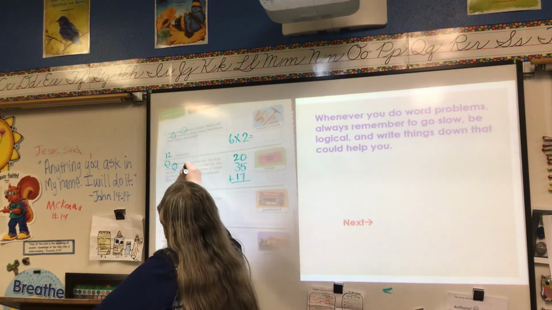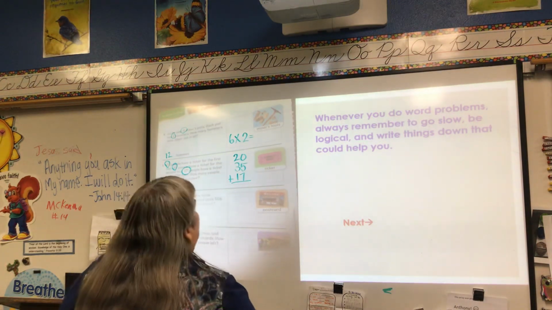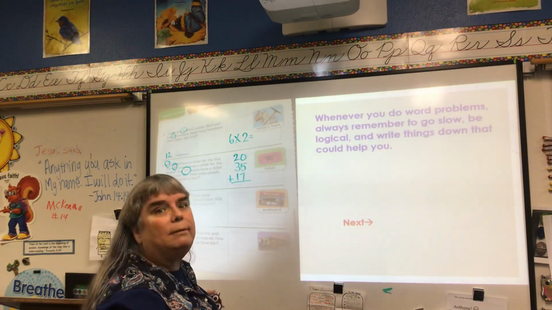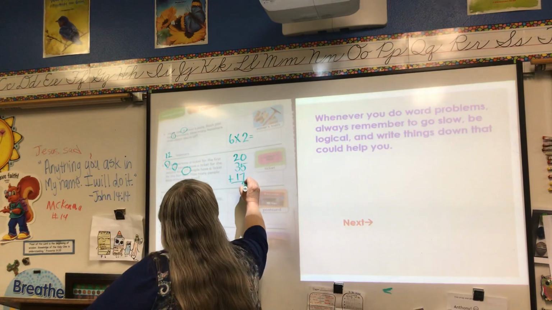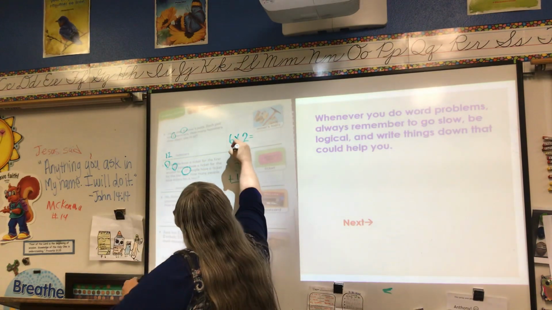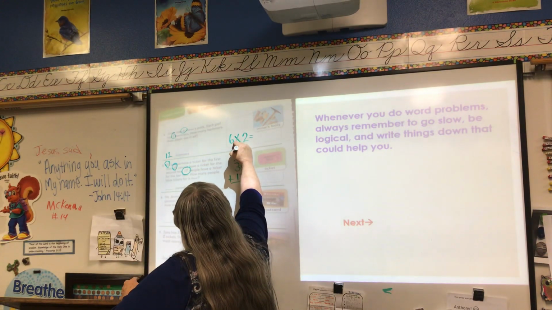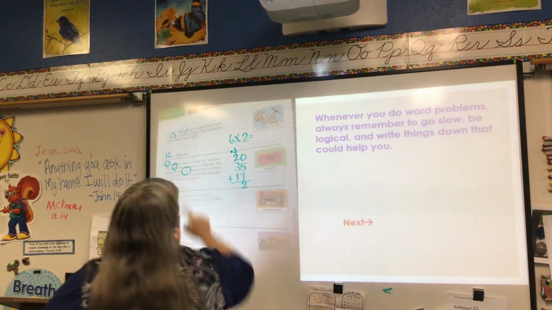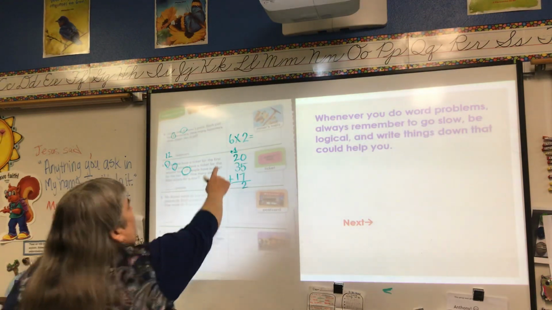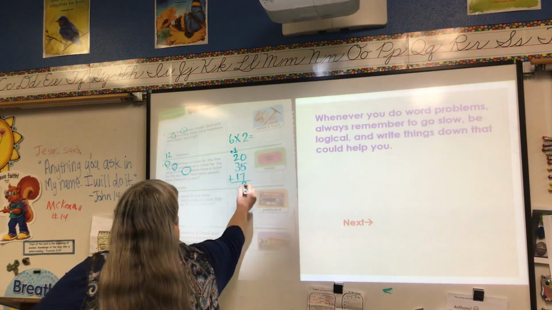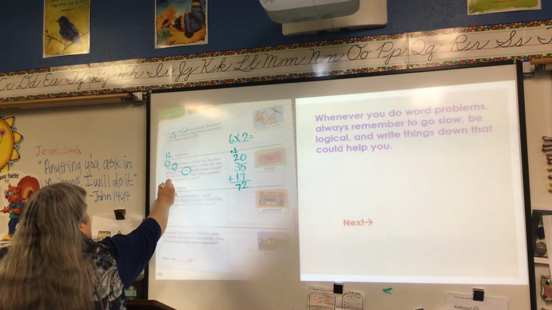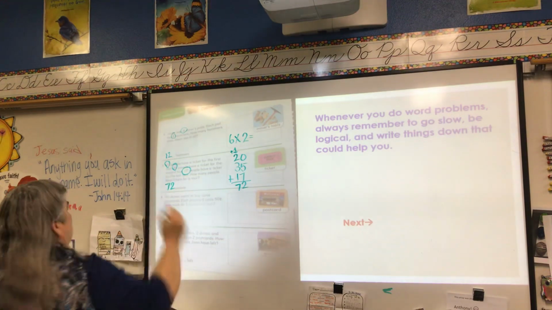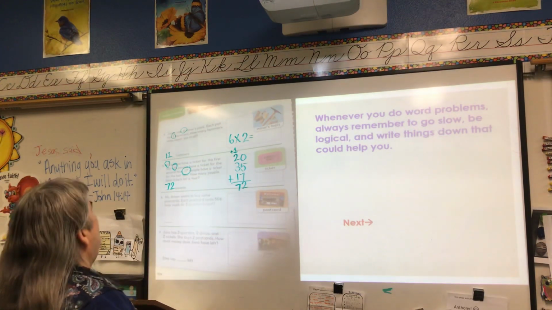And I think I'm going to have to do some regrouping here. So 5 plus 7 is 12. I know I can only write 1 digit per column. So I'm going to go up here and I'm going to write a 1 up above. 1 plus 2 is 3. 3 plus 3 is 6. 6 plus 1 is 7. So my answer is 72 people. So that's not so bad.